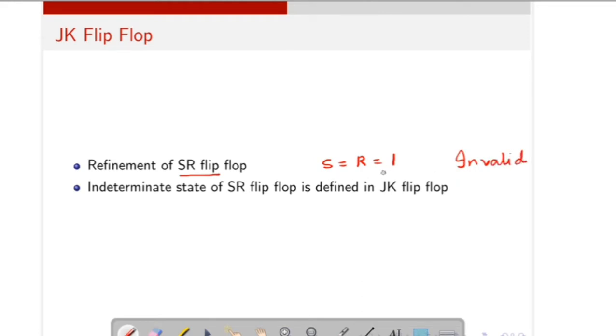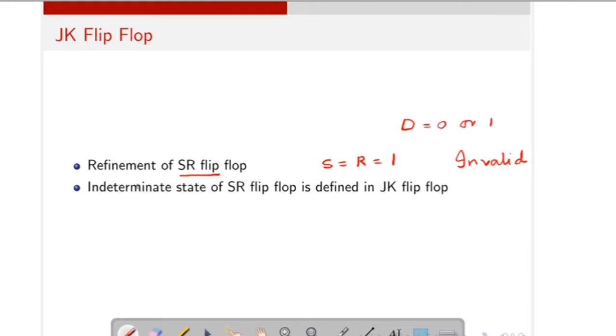This problem can be eliminated in D flip-flop in such a way that in D flip-flop, R is the complement of S. That means S and R are connected together with an inverter. So R is the complement of S, and in D flip-flop there is only one input, that is D. So D may be either 0 or 1.